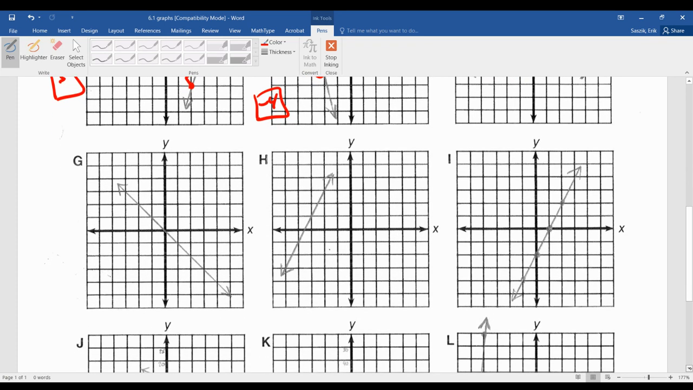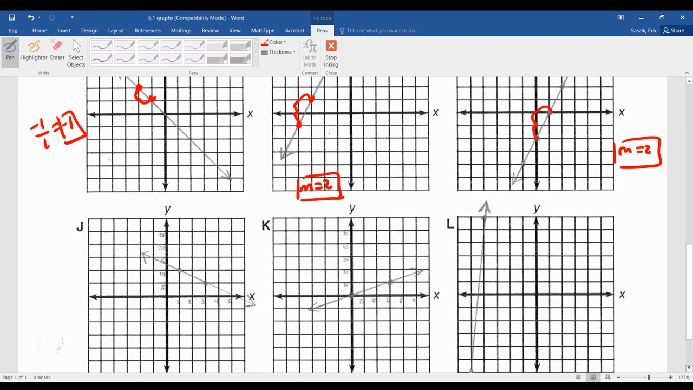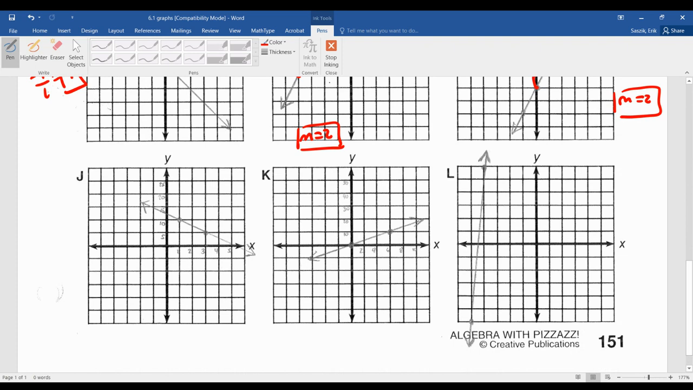Okay, 6 more, but these are pretty straightforward. Look, there's a point. We have to go down 1 over 1. So down 1 over 1, slope of -1. There's a point up 2 over 1. Slope is just 2. Here, again, up 2 over 1. Slope is just 2. Remember, folks, always start with a point to the left. You always want to be moving from left to right.